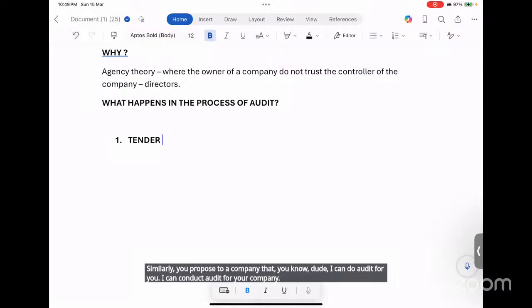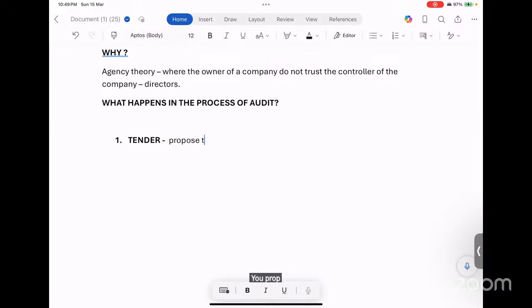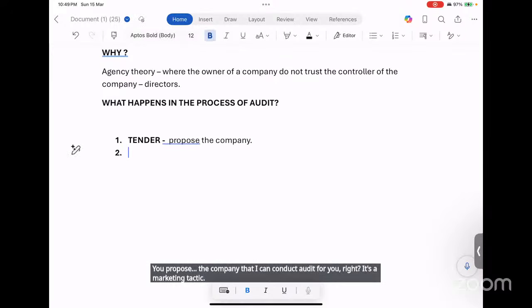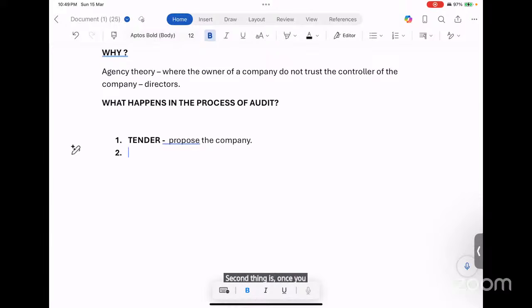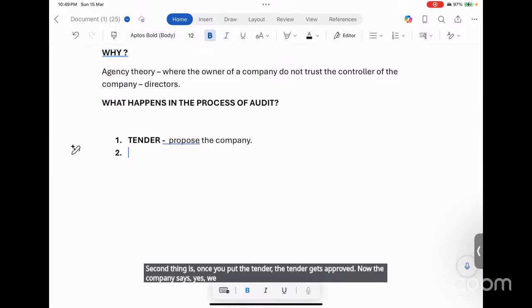Why do you need audit? Because now you are a listed company and you follow IFRS. So you basically propose to the company that I can conduct audit for you, right? It's a marketing tactic. Second thing is, once the tender gets approved, now the company says, yes, we are ready to hire you.